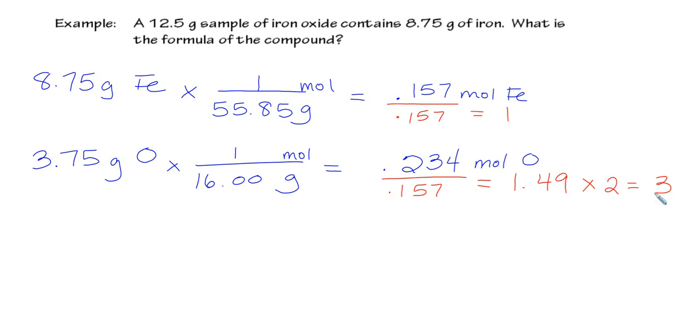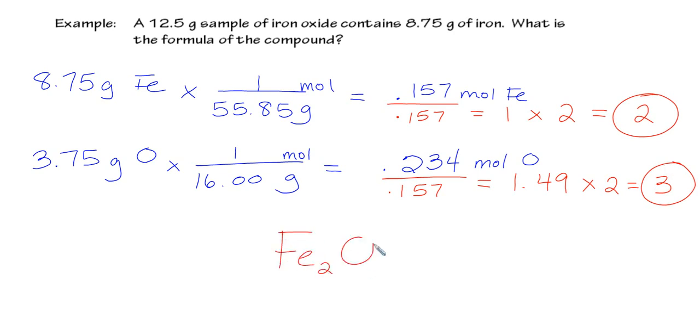And if you do it to one, you've got to do it to both. We have to keep this ratio consistent. It's a ratio of 1 to 1.5, which would be equivalent to a ratio of 2 to 3. There we go. This compound, Fe2O3, it's rust.